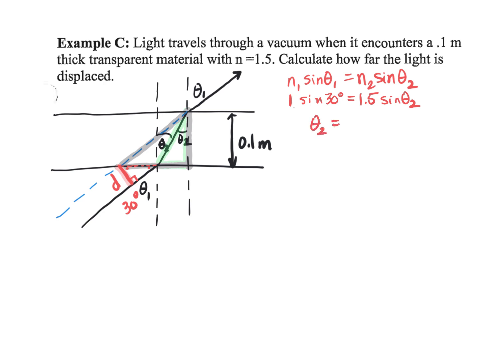Inverse sine of 30 divided by 1.5, right? Okay, so about 19 degrees. So this is about 19 degrees. Close enough. Now, that helps me.